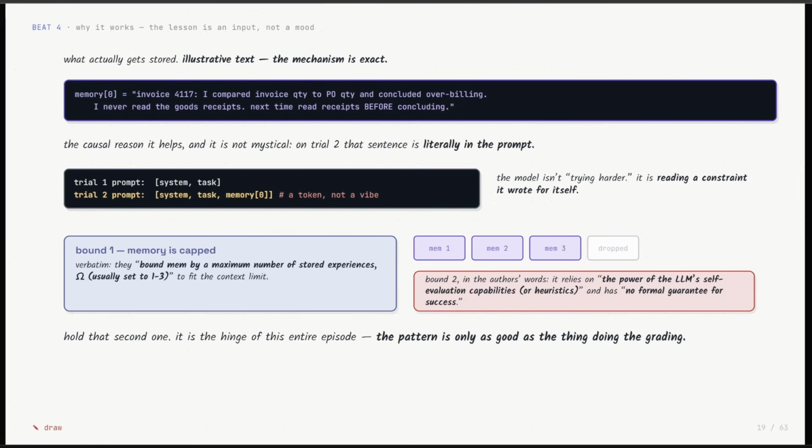Second bound, and they say this plainly, is the approach relies on the power of the model's self-evaluation capabilities or heuristics and has no formal guarantee for success. This is something you need to hold on to because there are models that are better at this self-evaluation thing than others. My own experience is that Opus 5, for example, in 2026, today in August 2026, really sucks at this self-evaluation. It talks too much, it adds too much. So here, my opinion is, you need not even what the companies are releasing in their benchmarks. You just need to talk to other engineers and try to think which models will give you this exact balance between context and not being too talkative. And also the pricing comes into that. So it's really engineering work. It's not about science. This is something you learn with experience and talking to other engineers.